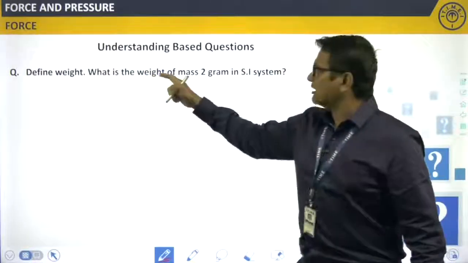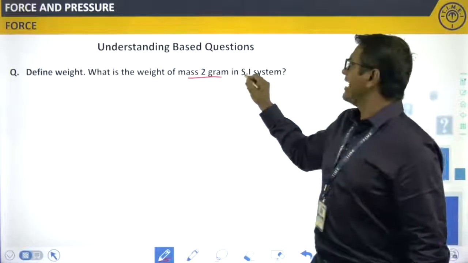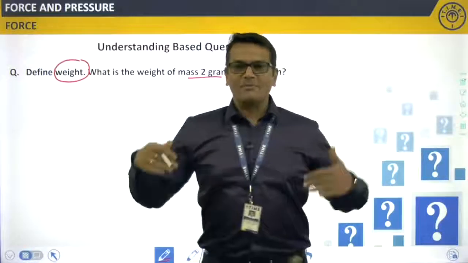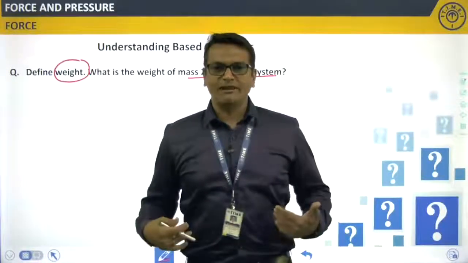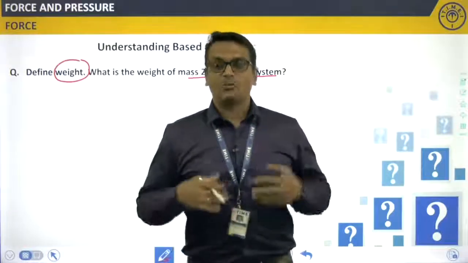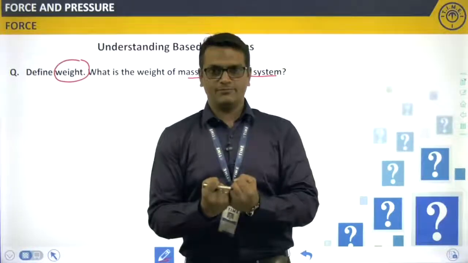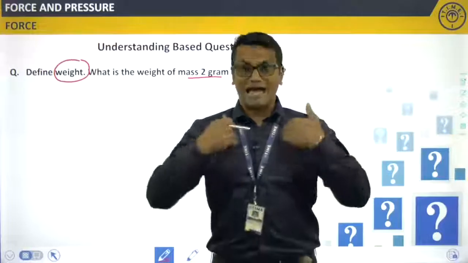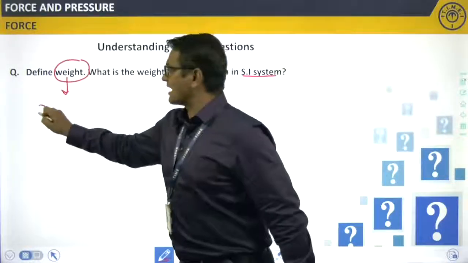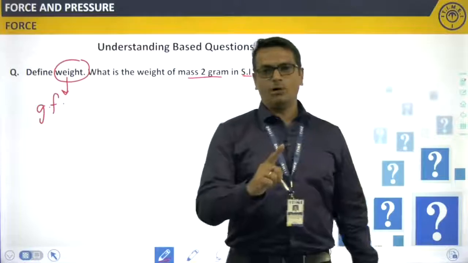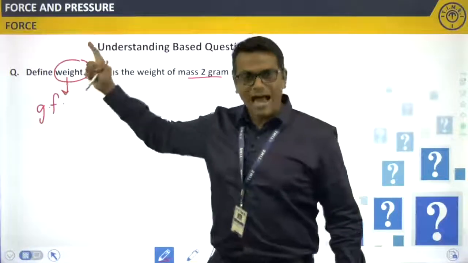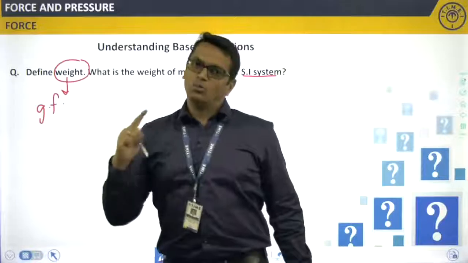Define weight. What is the weight of mass of 2 grams in the SI system? The second part we'll do later. Let's define weight first. If I'm standing on the ground here, what is my weight? The force with which I am pushing the earth, right? Why am I pushing the earth? Because the earth is pulling me towards it. So what is my weight? The gravitational force acting on me, that is pulling me towards the earth. So weight is the gravitational force acting on a body that attracts the body towards the earth. Clear the definition?